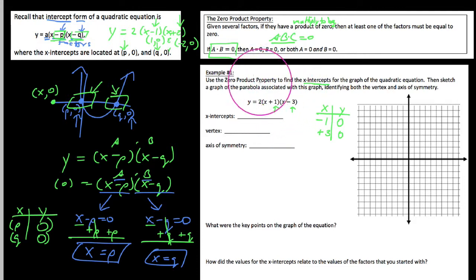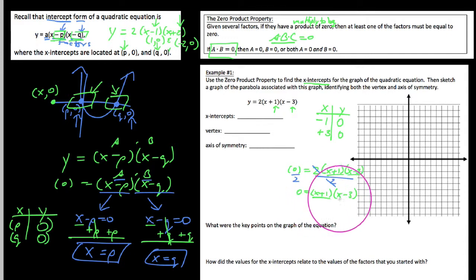But what I want to do is actually use the zero product property this time, which means I have to show some work down here. We're going to plug in 0 for y. So I get 0 equals 2 times x plus 1, x minus 3. The first thing I want to point out is this 2 in front. I'm going to divide both sides by 2, and it's not going to matter because 0 divided by anything is 0. We're just going to get x plus 1, x minus 3. You can see how these factors are the only things I care about here.